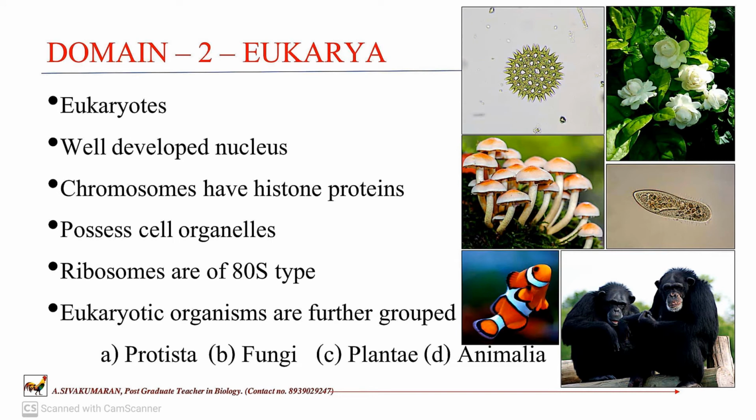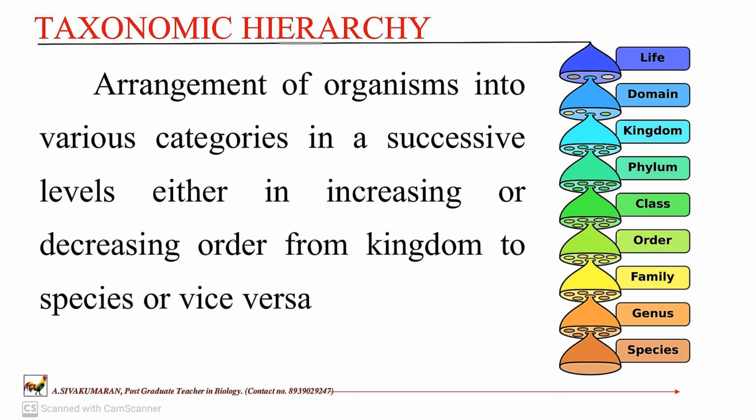Eukarya are called eukaryotes. Eukaryotes means they will have a well-developed nucleus. They have histone protein in the chromosome. They possess all the cell organelles, and the ribosome is of 80S type. Eukaryotic organisms are further grouped into Protista, fungi, Plantae, Animalia. Studied in botany, the taxonomical hierarchy is the arrangement of organisms into various categories in successive levels, either in increasing or decreasing order from kingdom to species, or vice versa, from species to kingdom.